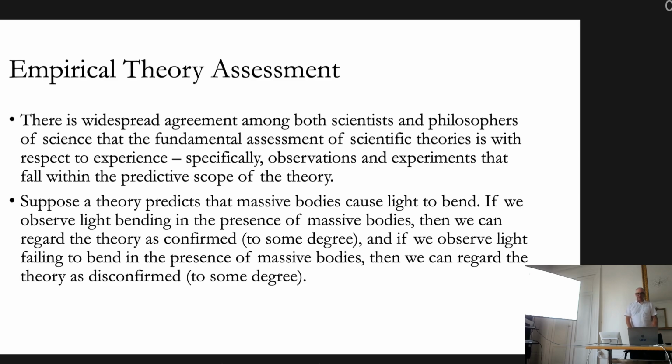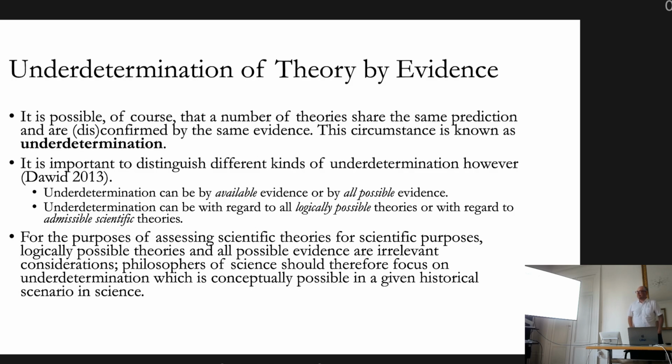Or if we observe light failing to bend in the presence of massive bodies, then we can regard the theory as falsified, and maybe also to some degree, right? A familiar kind of idea of empirical confirmation. Now, it's also possible, of course, that a number of theories share the same prediction and are confirmed or disconfirmed by the same evidence. And this, of course, is known as underdetermination of theory by evidence.